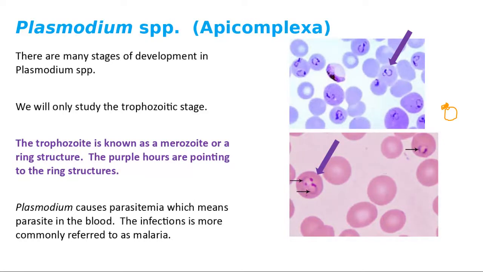They're also the trophozoite or the merozoite. They all mean the same thing, right? So all those terms mean the same thing, right? Ring structure, trophozoite, merozoite, they all mean the same thing. Okay. And it's inside a red blood cell. Plasmodium causes malaria. Okay. Any questions? Okie doke.